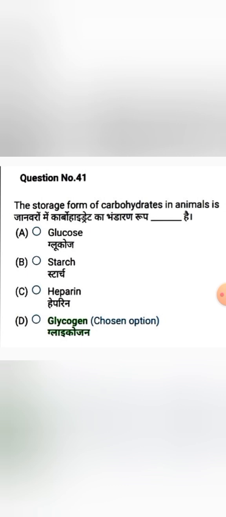The next question, the storage form of carbohydrate in animals is. Options. Option A, glucose. Option B, starch. Option C, heparin. Option D, glycogen. Storage form of carbohydrate is glycogen. Option D is the correct answer.